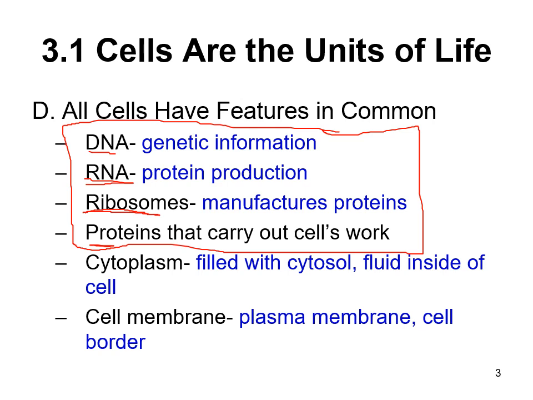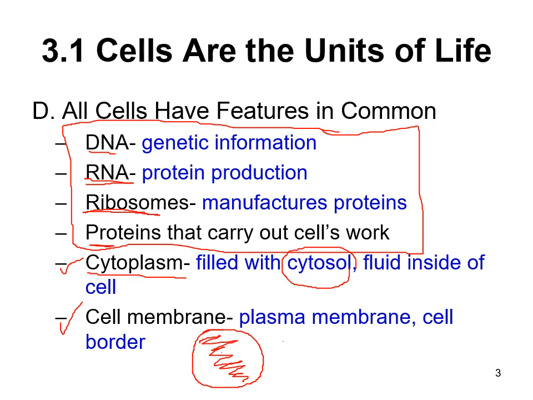Now, from a structural aspect, all cells will have a cell border. This will be their plasma membrane. It is almost like their border that will separate the inside and the outside of the cell. And on the inside of a cell, all cells will have a cytoplasm. The cytoplasm is the general area inside of a cell. It is filled with this fluid called cytosol.